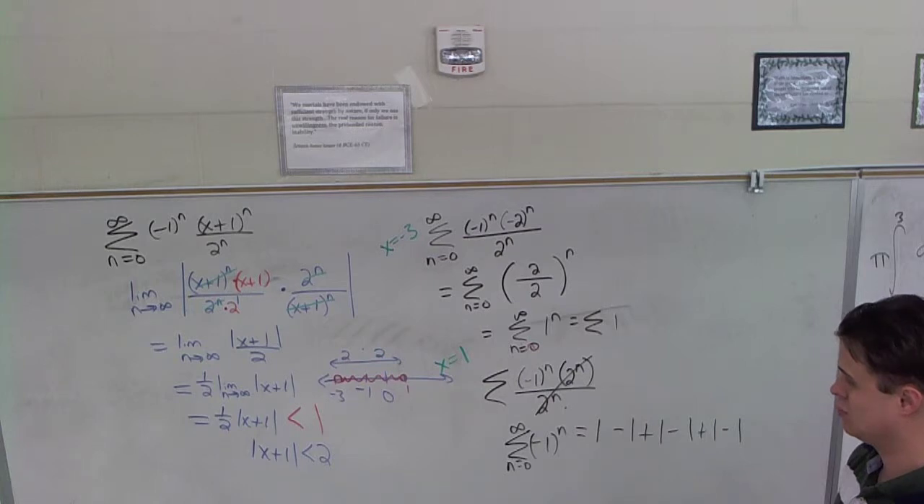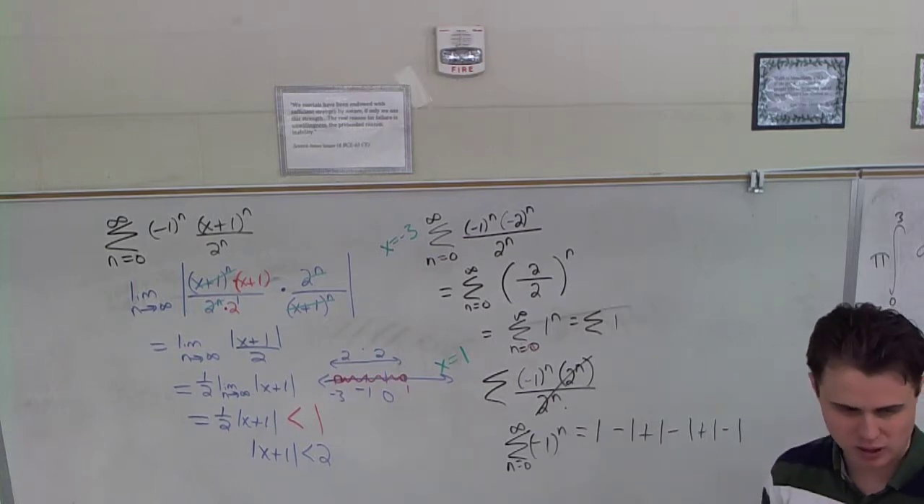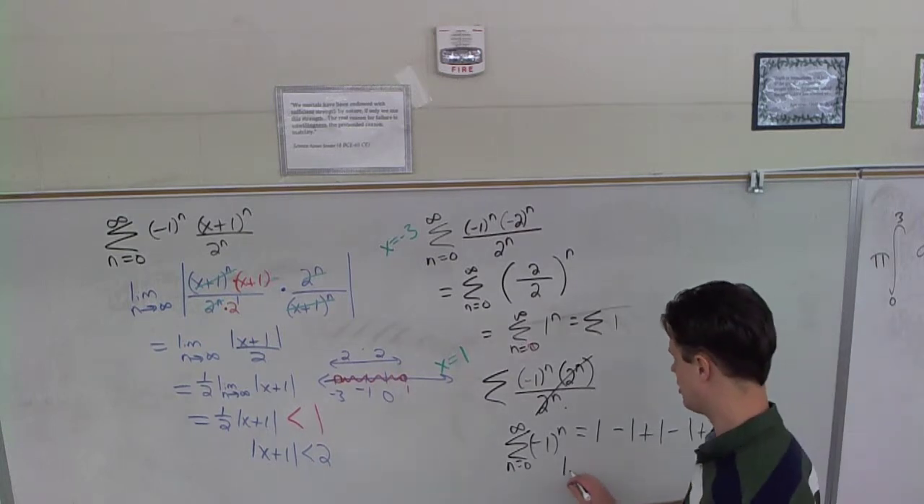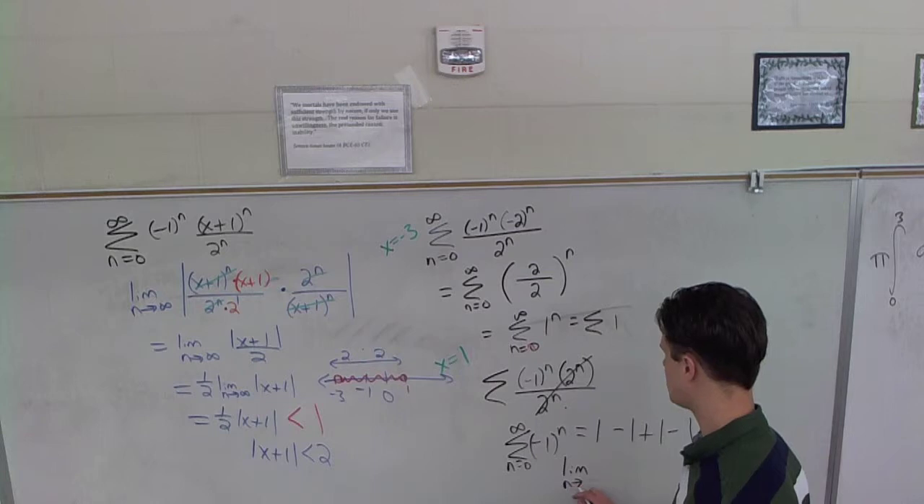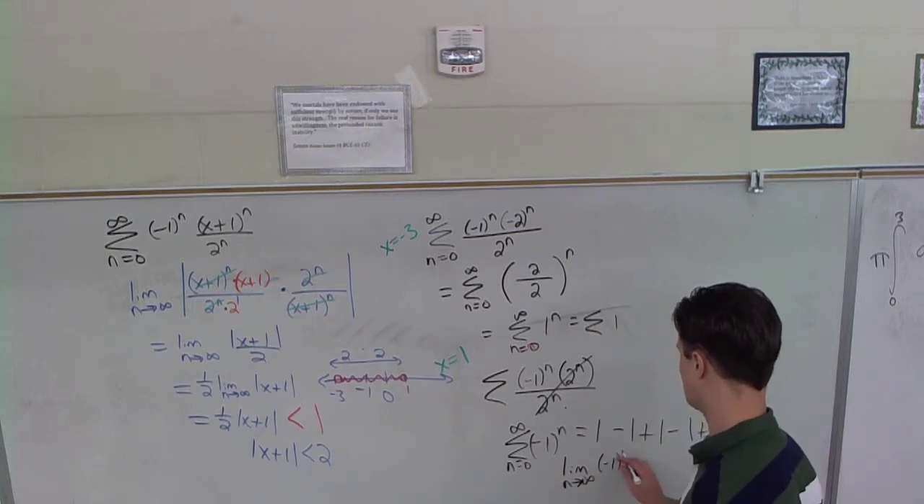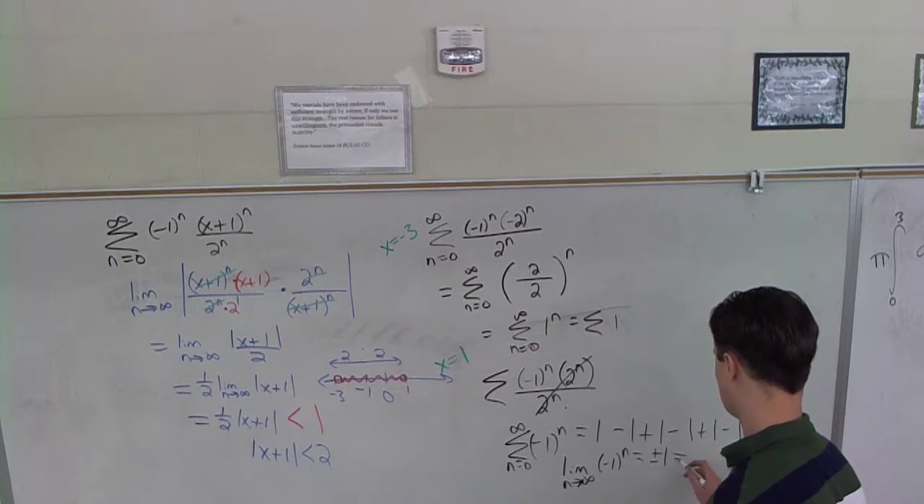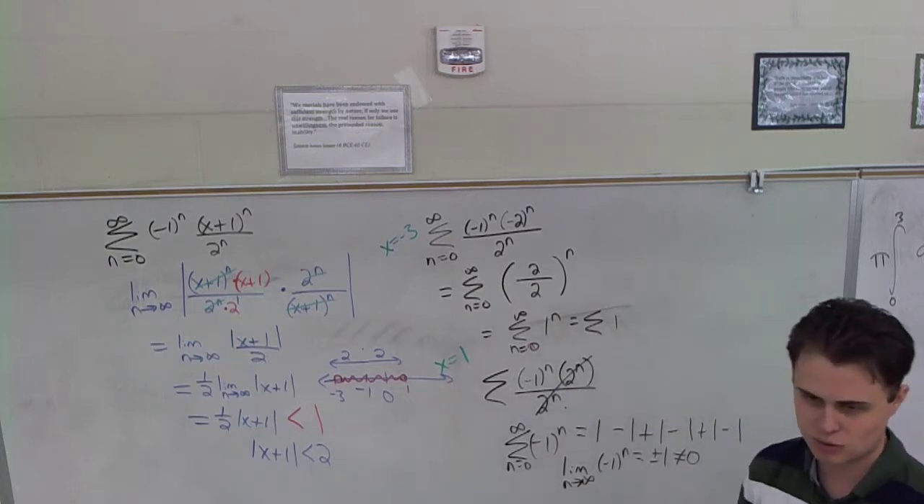Because at infinity, you don't know if it should be plus or negative 1. So can we apply the nth term test to say that specifically then? The limit as n approaches infinity of the sequence is plus or minus 1, which is not equal to 0, so it does diverge, doesn't it?